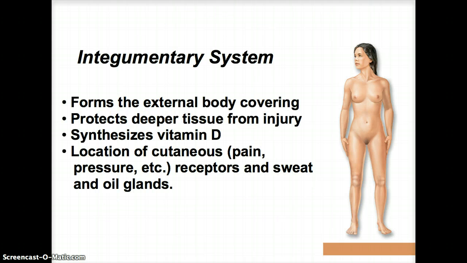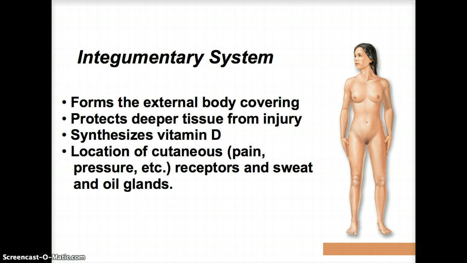Organ systems. The integumentary system is the skin and associated structures. The largest organ in our body. This one creates our external body covering and protects the deeper tissues from injury. That means I can't just poke you and go right to the muscle. I've got to get through the skin first. That's protection. The skin also synthesizes vitamin D, the one that a lot of us are deficient in these days. We can talk about that some more.